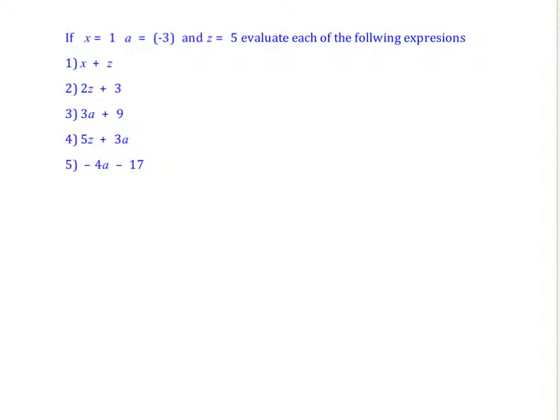So the first one should be fairly straightforward. x plus z. x stands for 1, z stands for 5. 1 plus 5 equals 6. Fairly straightforward and correct.